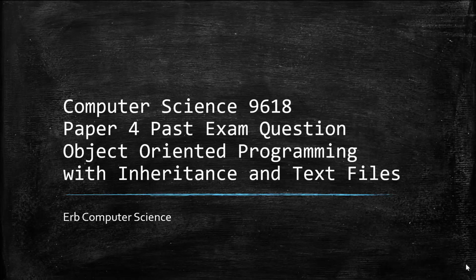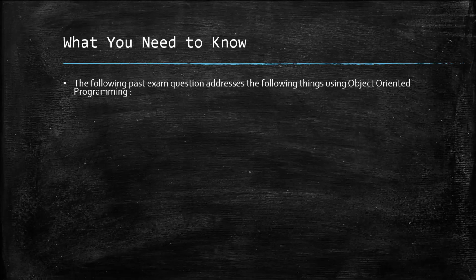In this video for Computer Science 9618 A-Level, we're going to take a look at a past paper 4 exam question. This one was requested. It focuses on object-oriented programming, but includes inheritance and text files. The following past exam question also addresses the following things using object-oriented programming, because it's not just about knowing object-oriented programming, but knowing certain things that you can incorporate with object-oriented programming.